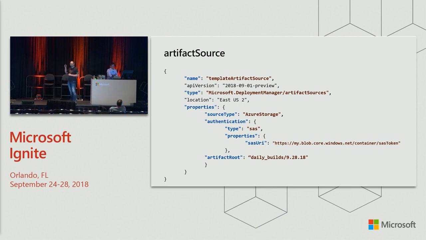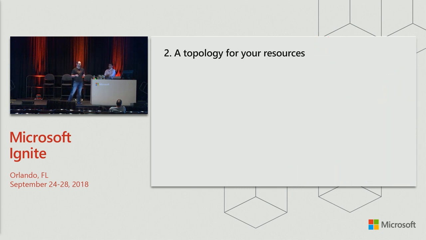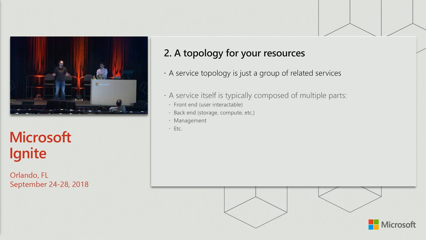Okay, so artifact source, again, is where we're storing the files. Let's talk about a topology for your resources. This is getting into infrastructure as code and defining the services like we talked about earlier. So what is a service topology? Well, a service topology is just a group of related services. It's just a fancy word for that.